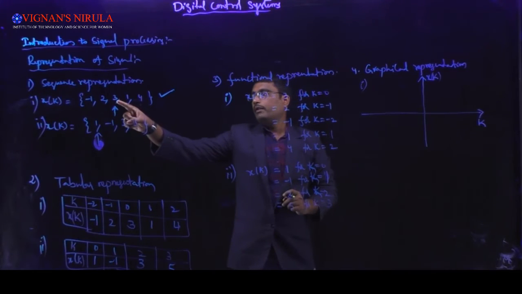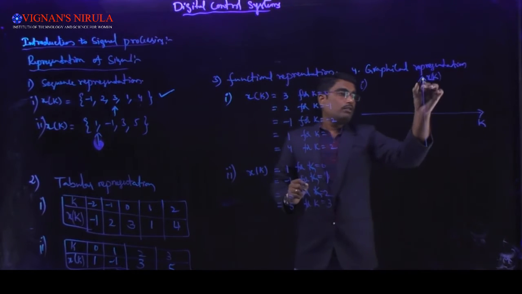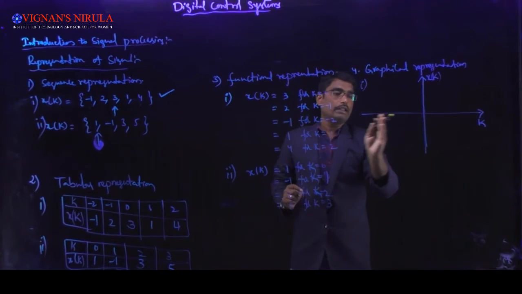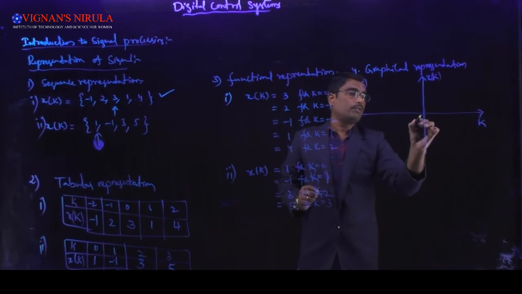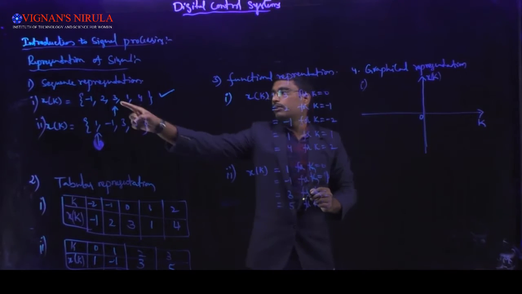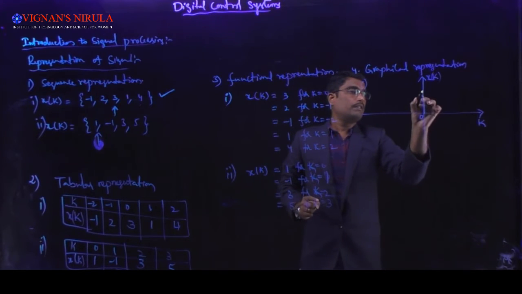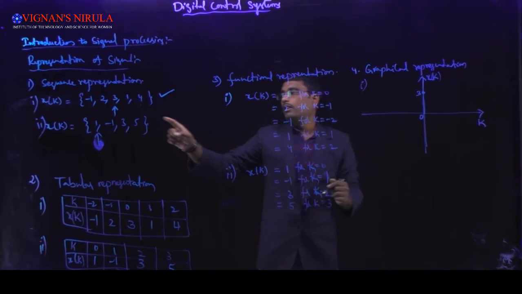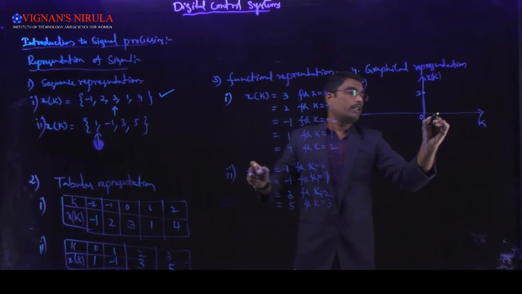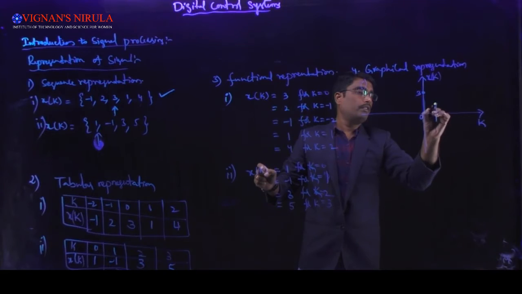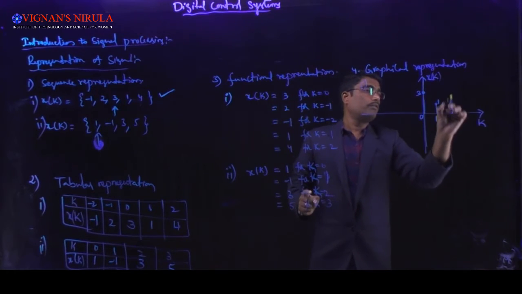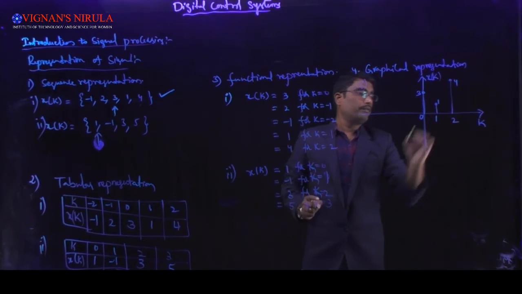To the right side of this axis, these are the positive instants of time, these are the negative instants of time. This is k equals 0. For k equals 0, we are having the amplitude as 3. This is the amplitude x of k. For k equals 1, this is having an amplitude of 1. For k equals 2, this is having an amplitude of 4.